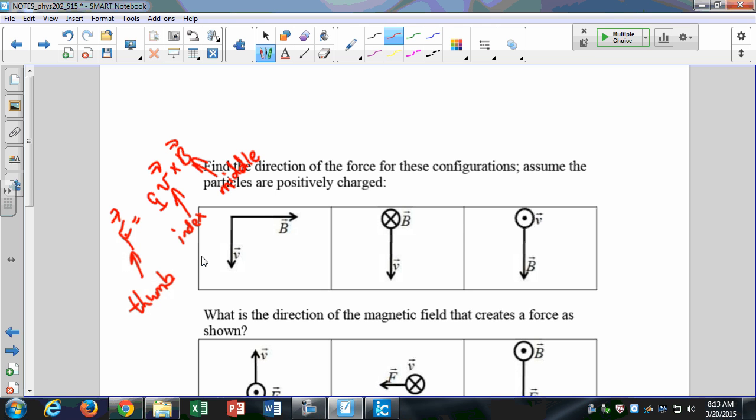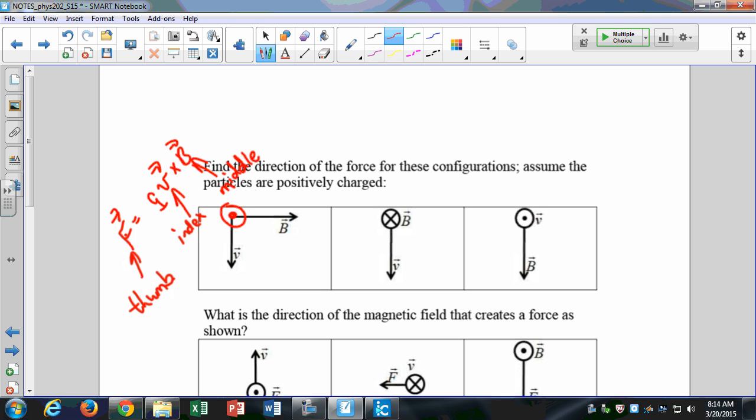One key thing is that these are all orthogonal. So if V is on the x-axis as it is here, and B is on the y-axis as it is here, then the answer has to be along the z-axis, either along the plus or minus z-axis. So here, this one is coming out of the page. The force on this particle is out of the page.